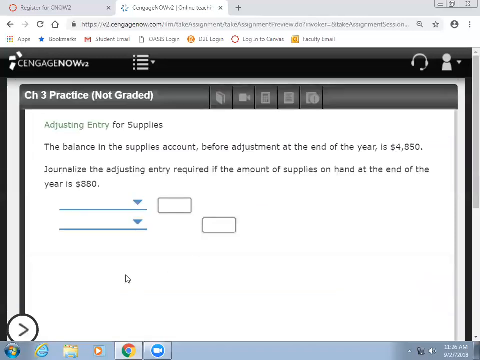Why are unearned revenues liabilities? Because we owe them the service. They've paid us and we haven't yet done the service. That's what that means.